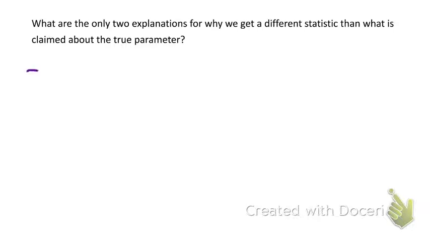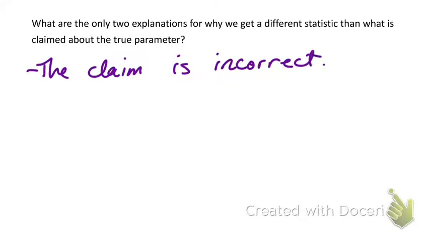So the first reason is what we kind of concluded with Coach Brooks. The claim is incorrect. This is the innocent person who is actually found guilty because guess what? They were not innocent in the first place. Okay? So the claim is incorrect. That's wrong. Coach Brooks is not an 80% free throw shooter because he's just not that good. So there you go. That's one reason why our statistic, our sample, does not match the parameter or the claim value.